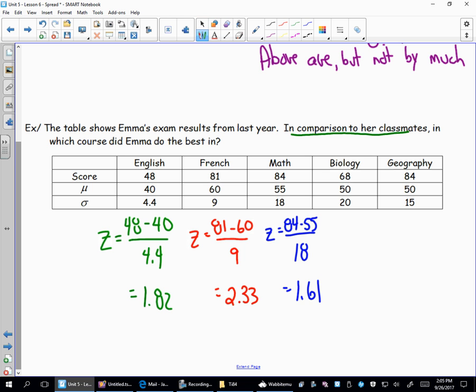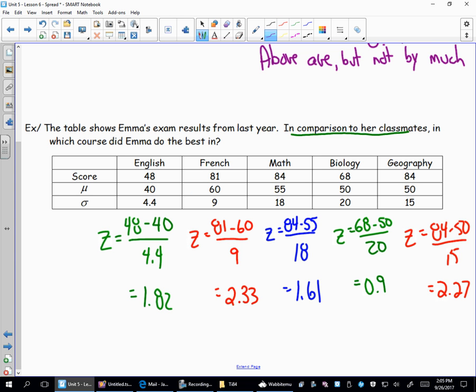And we'll try bio. Bio is a tricky class. She got 68, didn't do so well in it. But the class only got 50, and there's a huge amount of inconsistency. Z-score there, 0.9. And then geography, she had 84. Some inconsistencies again. And her z-score was 2.27. So relative to her classmates, her best class was actually French. Even though it wasn't her highest mark, it's because of the variables of inconsistency and average.